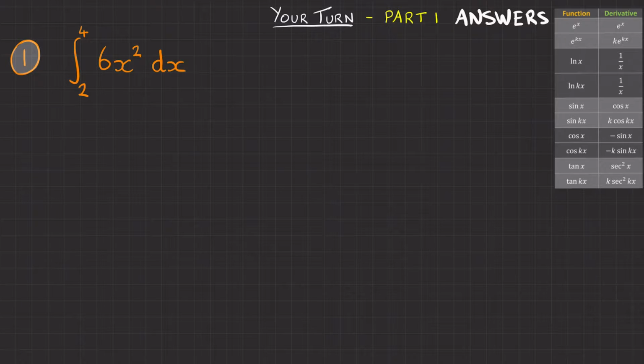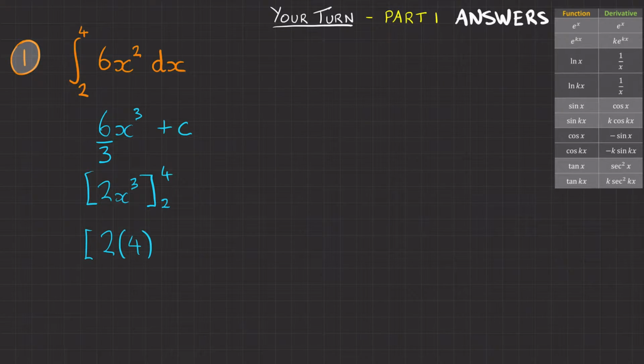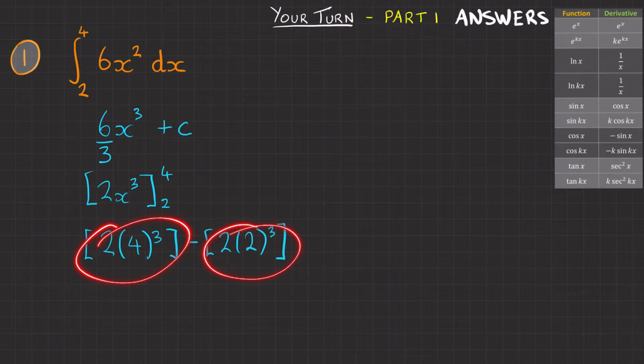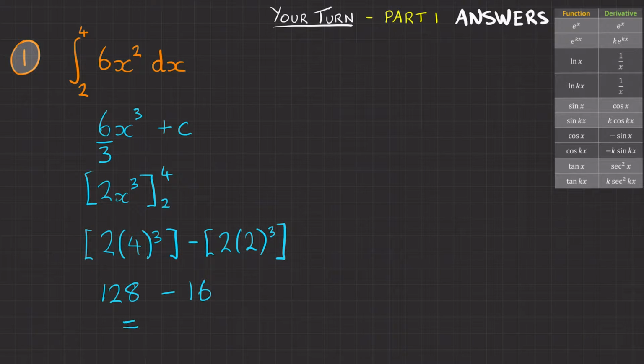Integrating this, it'll become 6x cubed over 3 plus c. So that will simplify to 2x cubed plus c, bounded by the points 2 and 4. We can ignore the plus c, as that won't make a difference to us as they cancel out. Substituting the points, so we'll have 2 lots of 4 cubed minus 2 lots of 2 cubed. Enter all of this into your calculator or work it out individually, which equals 112.